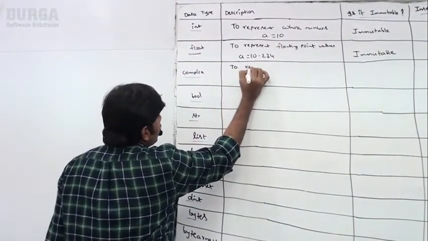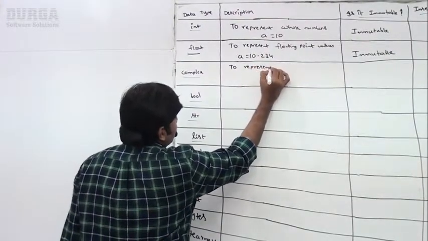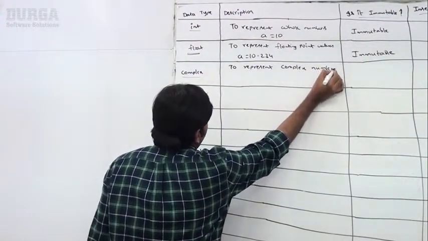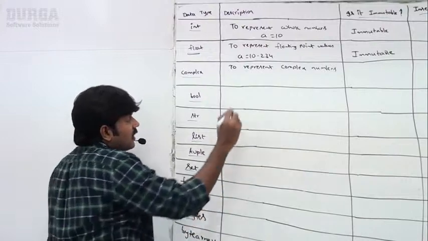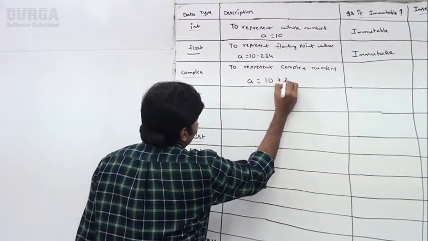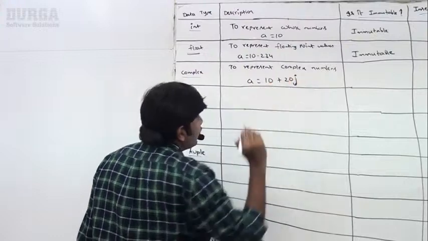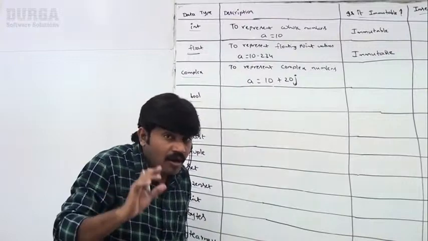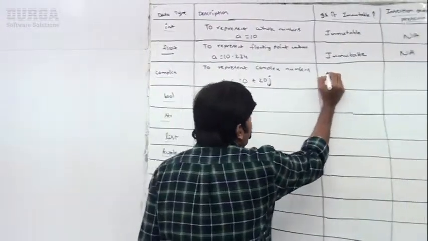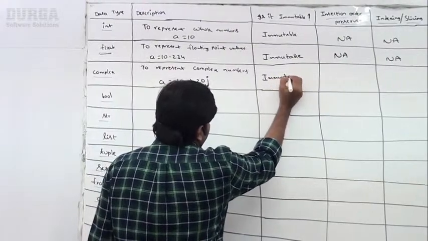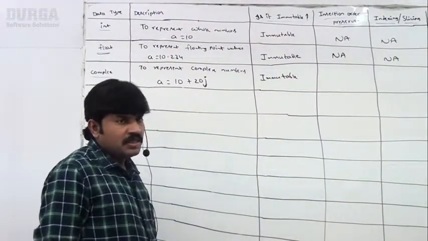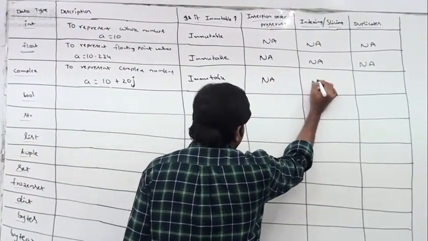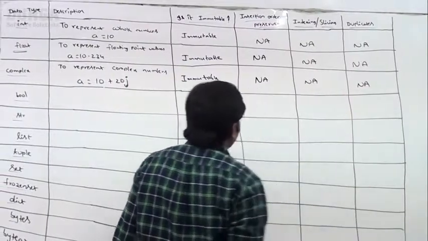Now complex. To represent complex numbers, we require to go for the complex type. For example, a = 10 + 20j. These types of numbers are called complex numbers. All complex numbers are immutable, because fundamental data types are immutable. It is also a single value. That's why duplicates, order, and indexing terminology are not applicable.